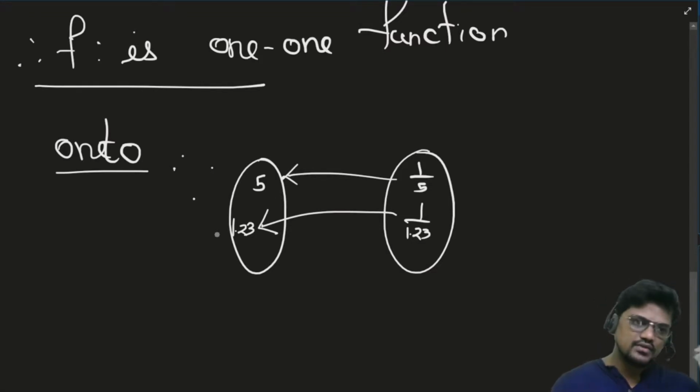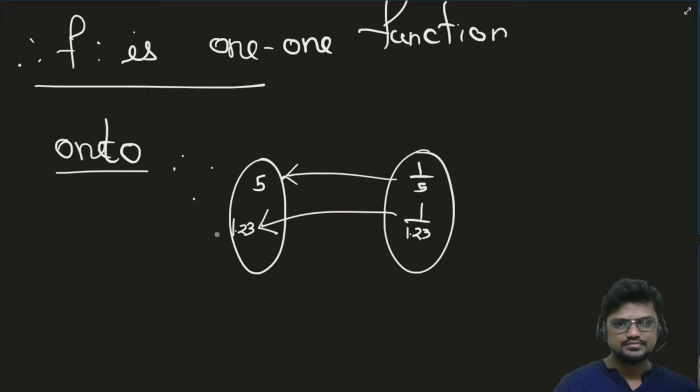So for any element in the set B, anyhow I will get some pre-image. That means every mother will have one child or the other. That means the given function is an onto function. Is this clear? Please type clear.